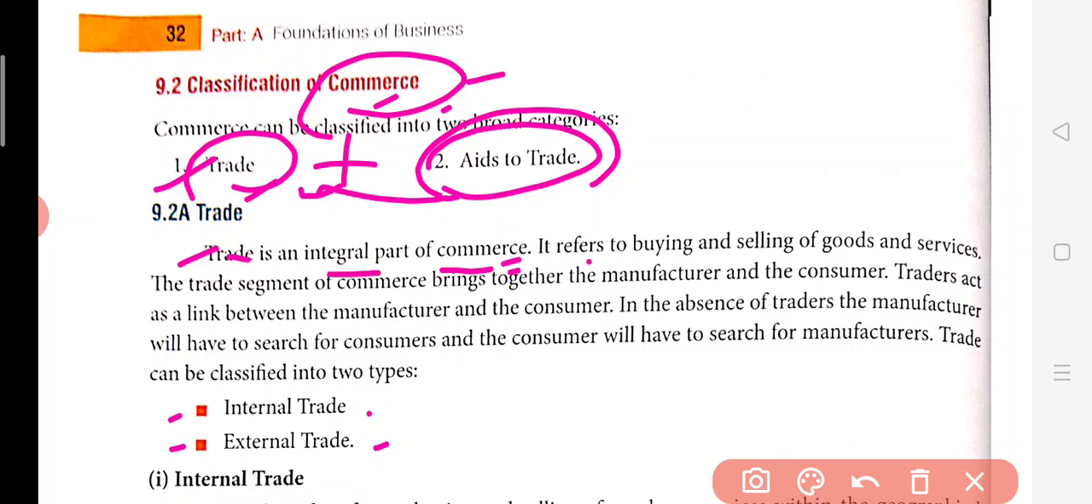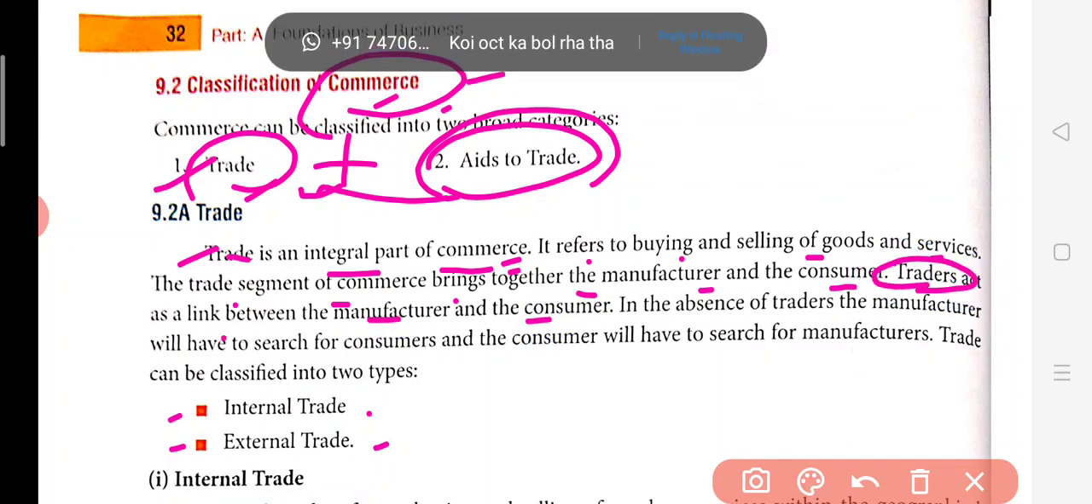Trade refers to buying and selling of goods and services. The trade segment of commerce brings together the manufacturer and the consumer. So what is trade? Trade means it's an activity where we buy goods and services in exchange for money. So here a consumer is sold some kind of good by the manufacturer. The traders are the entities which act as the link between the manufacturer and the consumer.